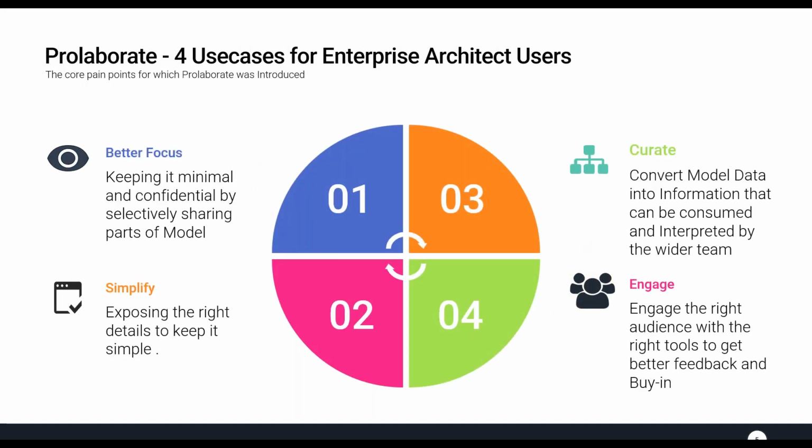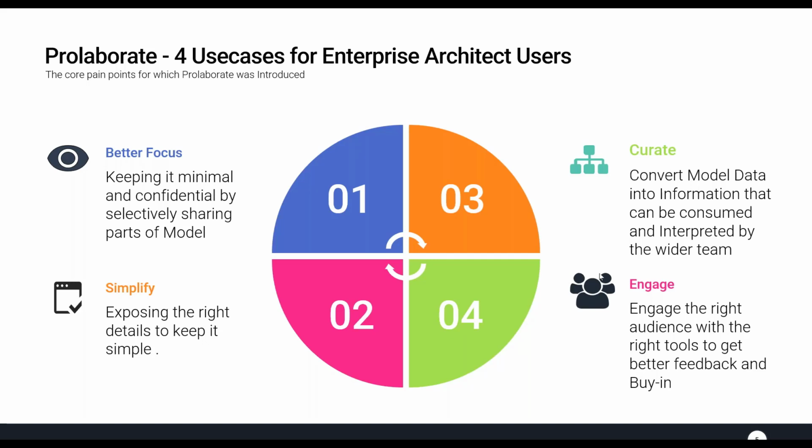So I'll be looking at primarily the Prolaborate aspect, and I'll pass it on to Daniel to delve into the Lemon Tree or the versioning aspect of it. So to start with Prolaborate, there are 4 compelling use cases that Prolaborate solves for the Enterprise Architect users. Firstly, it's about having a better focus by keeping it minimal and focused for the stakeholders, rather than exposing the entire model with the whole raft of architectural information and systems engineering models and software engineering models.